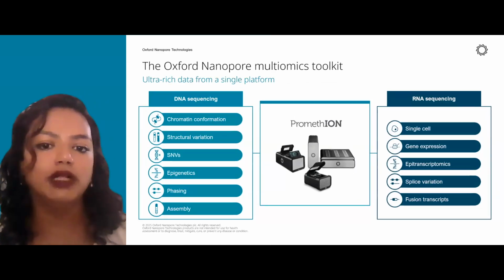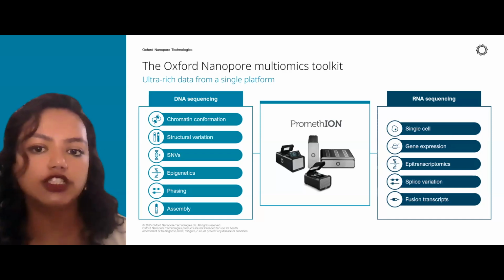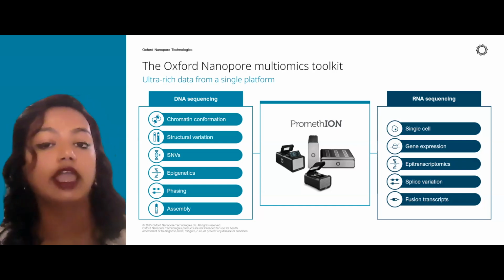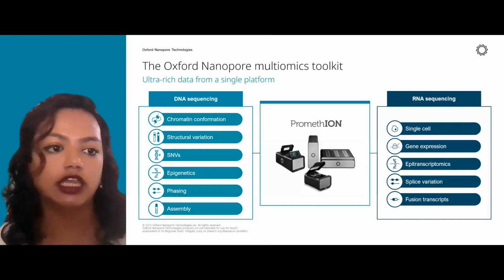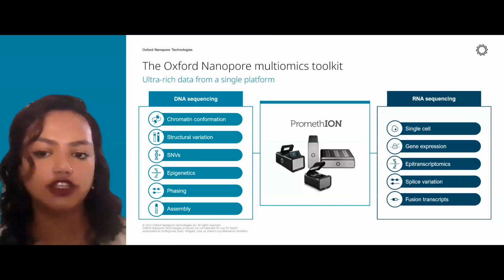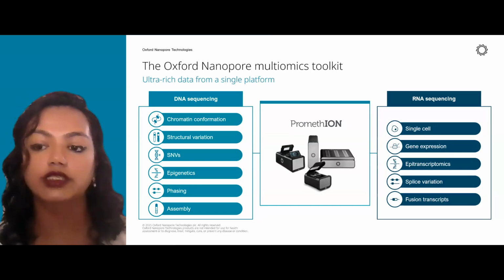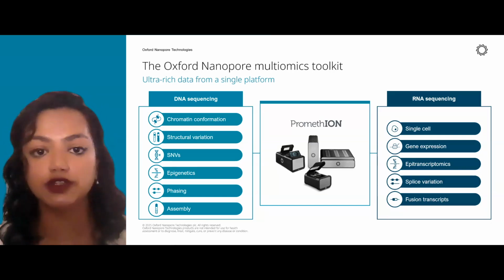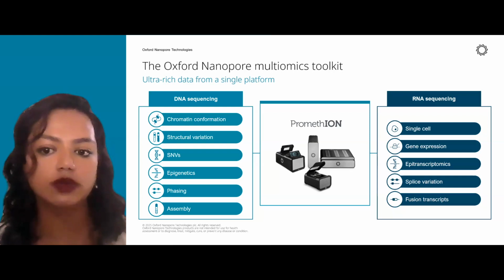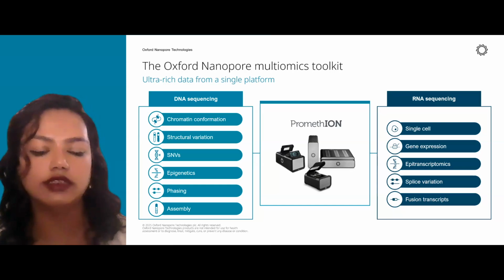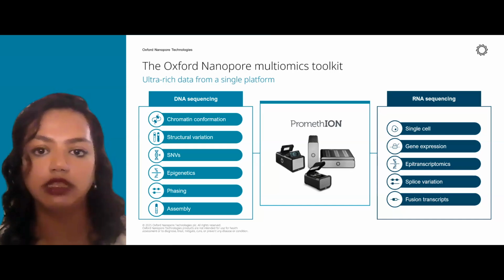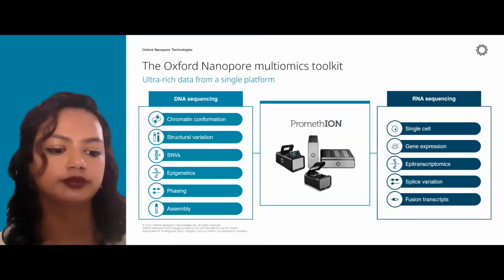Thus, introducing our multiomics toolkit that delivers ultra-rich data from a single platform, streamlining the study of both DNA and RNA. Whether you're investigating chromatin conformation, structural variations, or phasing in DNA, or exploring single-cell gene expression, splice variation, and fusion transcripts in RNA, Nanopore sequencing offers a unified solution. And at the center of this toolkit is our flagship PromethION platform.